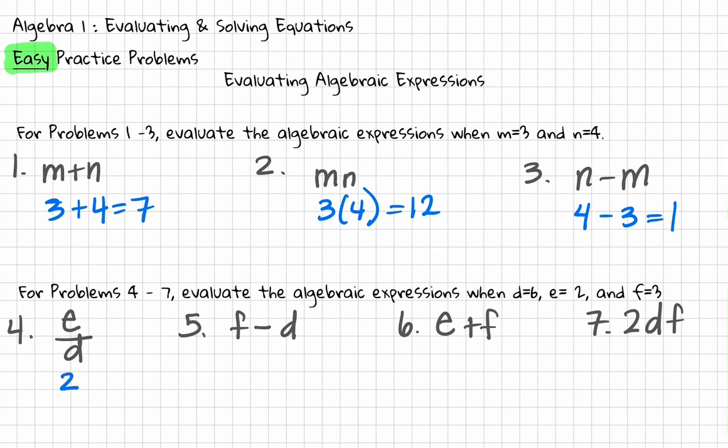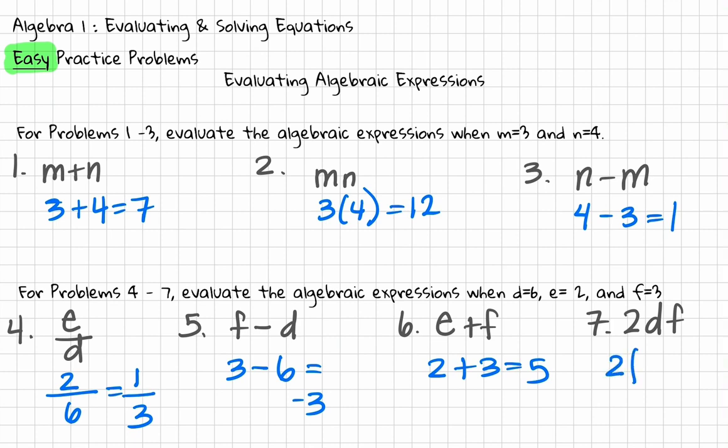Okay, so we have 2 divided by 6. We can leave it at that, or we can reduce the fraction. It goes to 1/3. 3 minus 6 is equal to -3. 2 plus 3 is equal to 5. And then 2 times 6 times f, which is 3, is going to be 12 times 3, which is equal to 36.